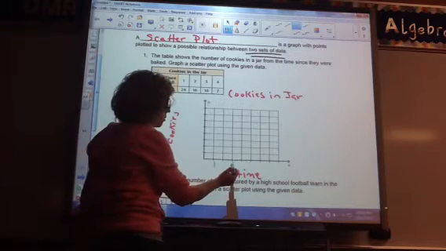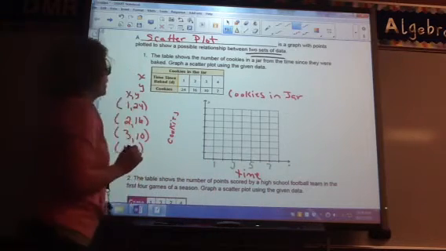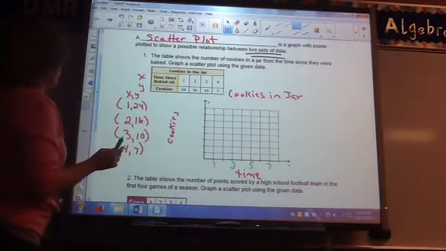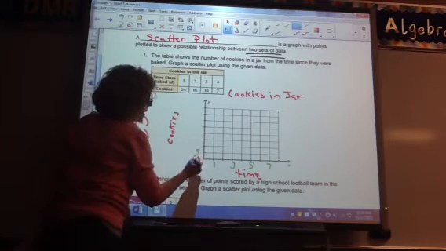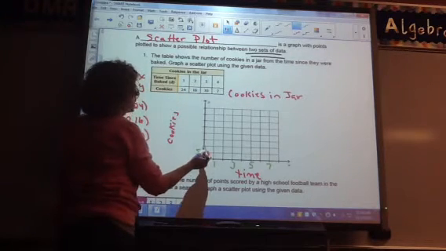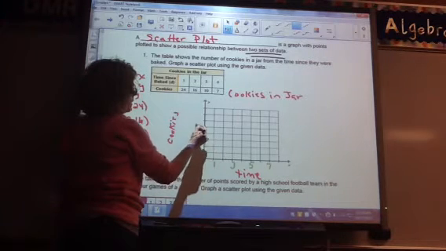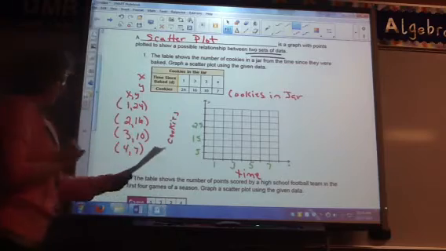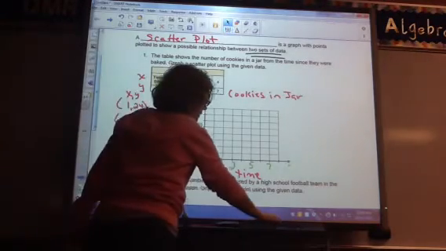So 1, 2, 3, 4, 5, 6, 7. And then for cookies, we need to go from 7 to 24. So I'm going to go by 5s, and I'm going to skip every other one. 5, 10, 15, 20, 25. Okay, now we need to graph our points.